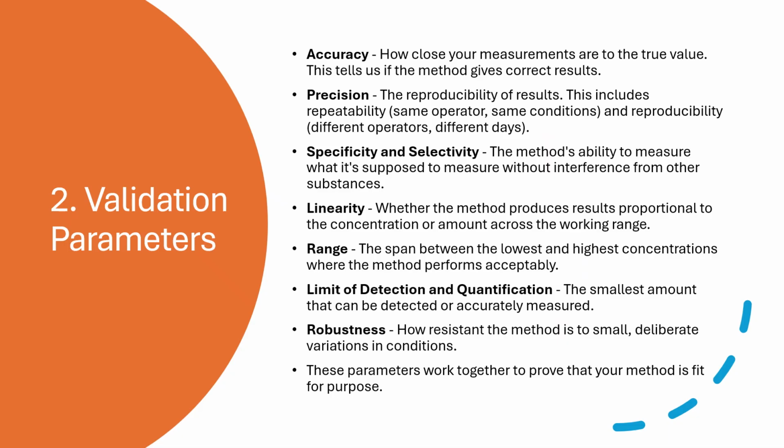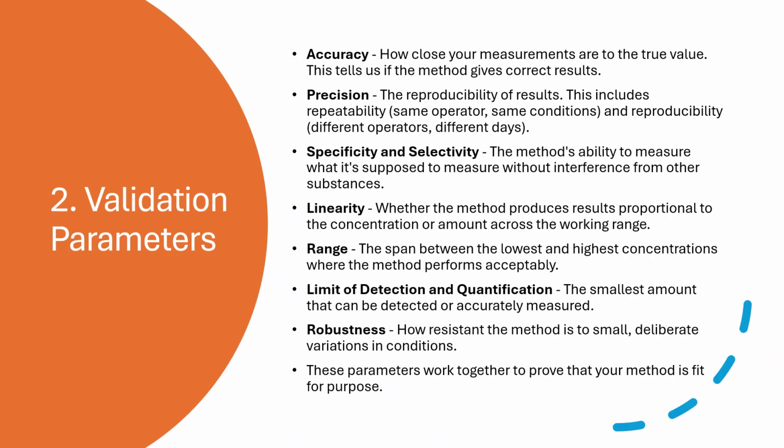Now, what exactly do we look at during validation? There are several key parameters like accuracy, precision, specificity, selectivity, linearity, range, LOD, LOQ, and robustness. So what is accuracy? Accuracy tells us how close your measurements are to the true value. This tells us if the method gives the correct result.